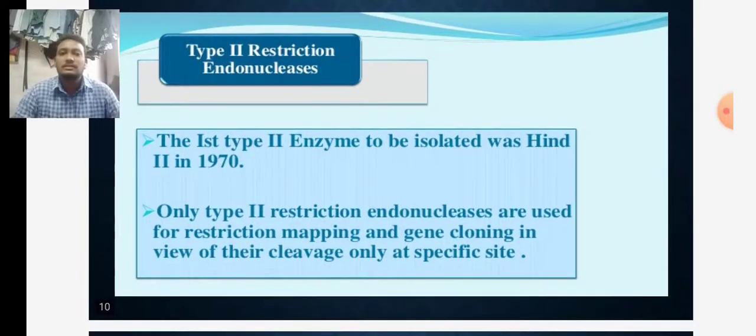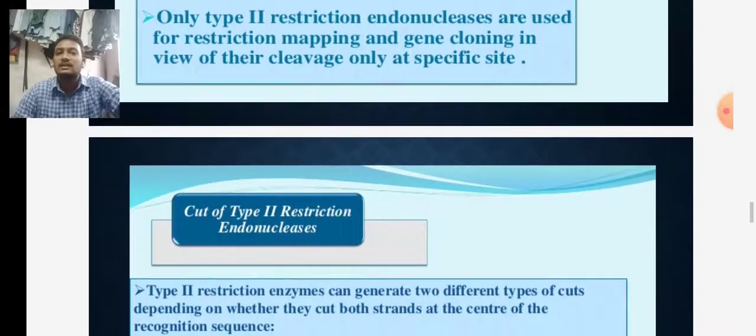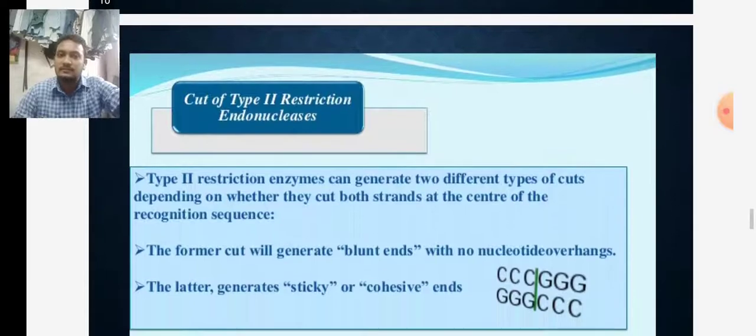So restriction enzymes we have already discussed. It was first isolated, HindIII, in 1970. Okay, so restriction endonucleases are used mainly of the restriction type second. It is used in restriction mapping and gene cloning, because of its cleavage only at a specific site.